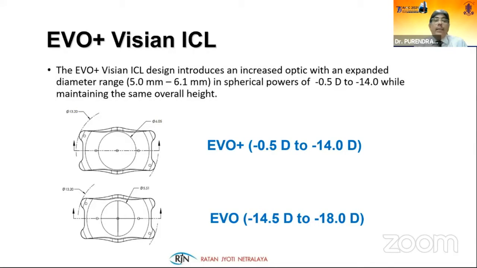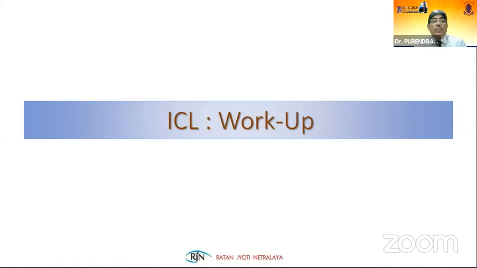The newer ICL has a larger optic zone. From 5 millimeters, it has now increased to 6.1 millimeters in the low power range. And above 14.5 diopters, the central optic zone is 5.51 millimeters. So this is another good advantage of this.